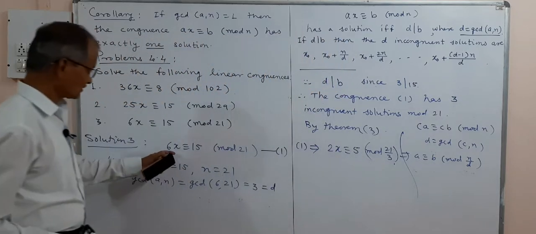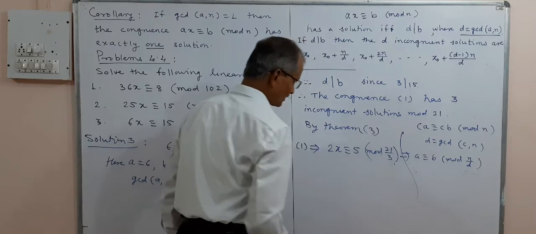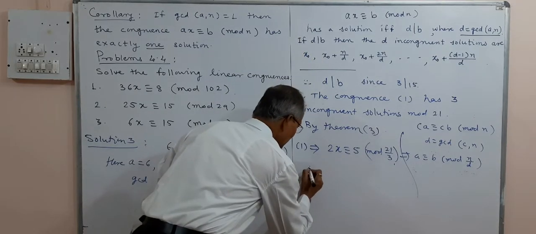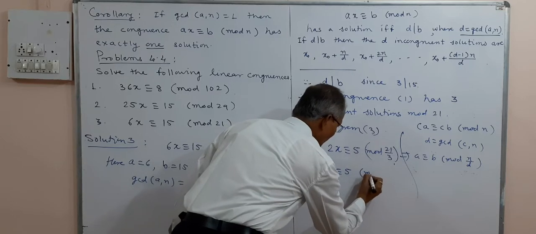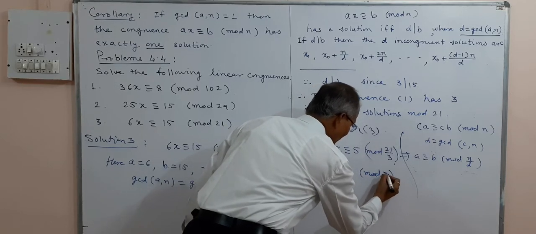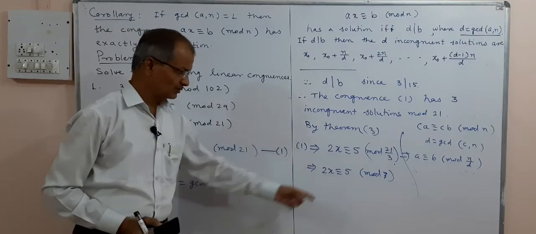Common factor is 3 here, that is cancelled, and 21 by 3 is again 7. So this implies 2x is congruent to 5 modulo 7. Now we have to solve this. So this congruence is reduced in this form.